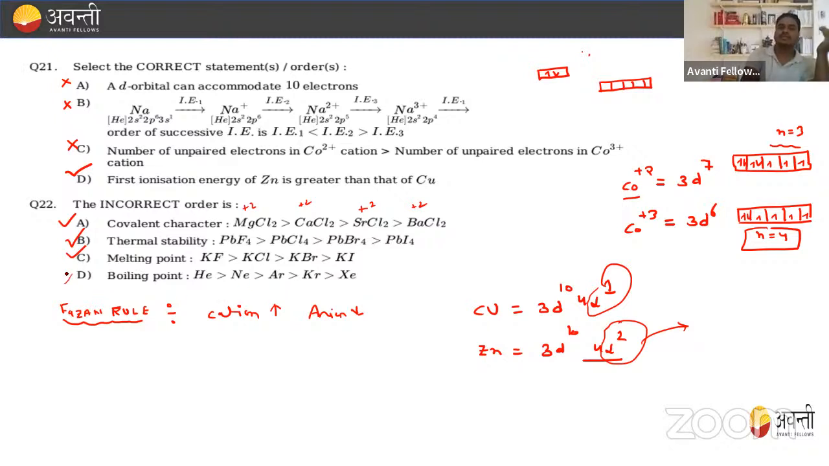So this is incorrect. This is the only incorrect order out of the four options, right? So the incorrect order for this question is the boiling point order, right? Because these boiling points are arranged in a wrong way, because we know that as the molecular masses increase, van der Waals forces also increase, and due to this, the boiling point increases. So this is the incorrect order. I hope this is clear to you.